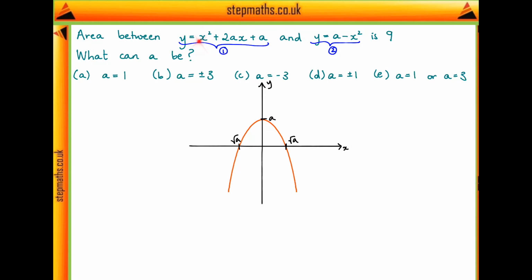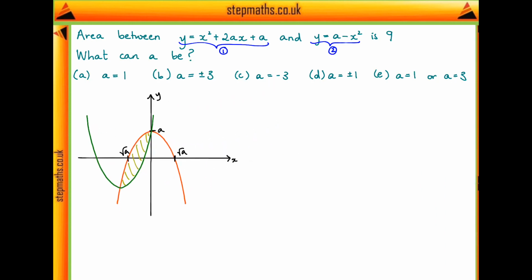Okay, so this one has a positive coefficient in front of the x squared, so we know it's going to be this way up. And we can see it also has a y-intercept at a, so presumably the quadratic will look either like this or like this. And the area we want will be this area in between the curves here. So to work out this area, we can see we're going to need to know where the intersection points are. So how can we work those out?